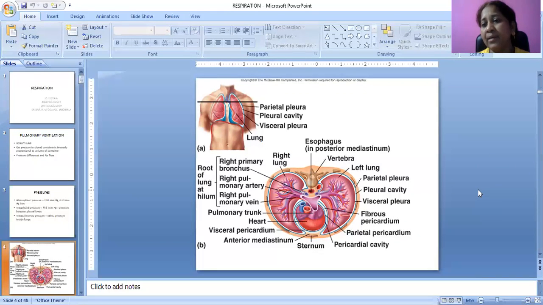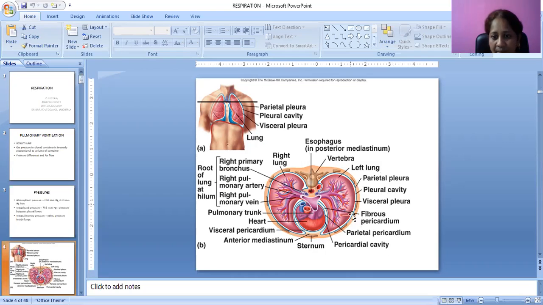Coming to this diagram, this is the parietal pleura, this is the pleural cavity, the visceral pleura, and these are the lungs. In the pleural cavity, the lungs are located. Here, this is the esophagus beside the windpipe, the posterior mediastinum. This is the left lung, parietal pleura, pleural cavity, visceral pleura.